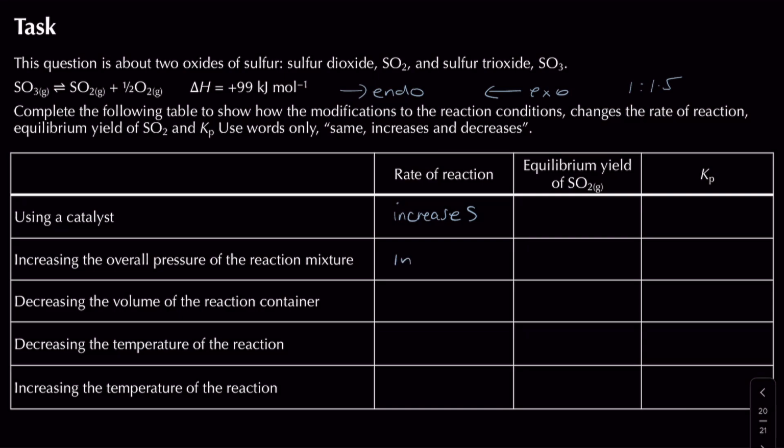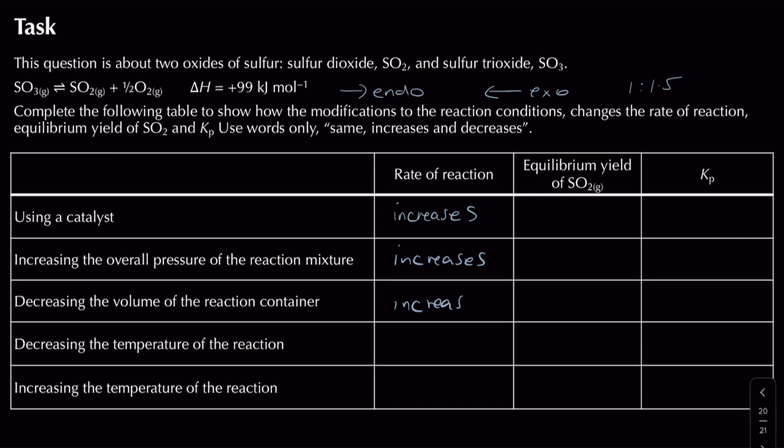Increasing the overall pressure, we know, of course, we end up with a higher concentration of molecules. We end up with more particles per unit volume, more frequent collisions, and so more successful collisions as well. So, of course, the rate of reaction increases. If I were to decrease the volume of the reaction container, it does the same thing as increasing pressure. So, of course, that's going to increase as well.